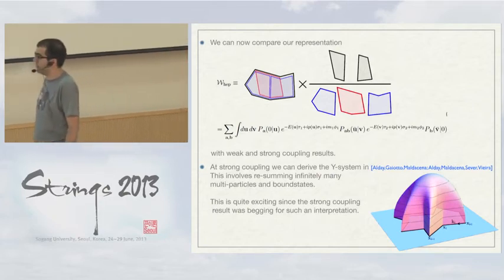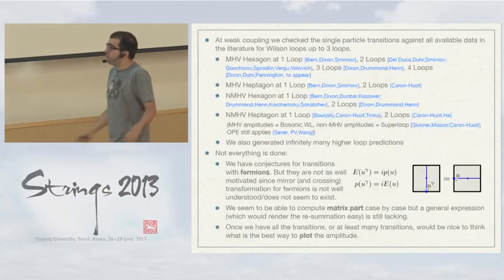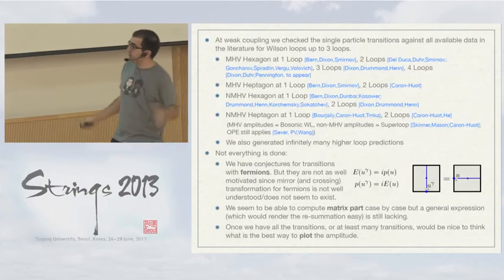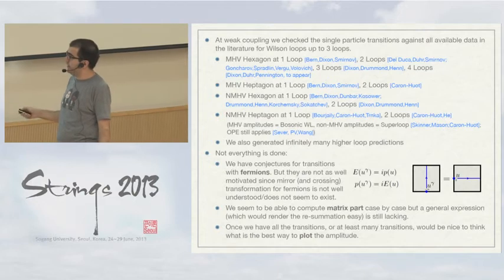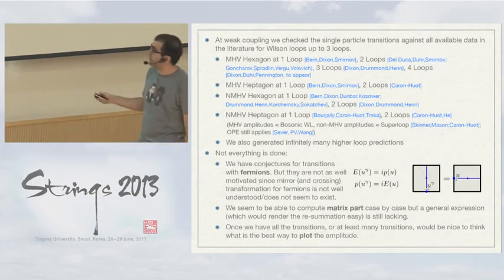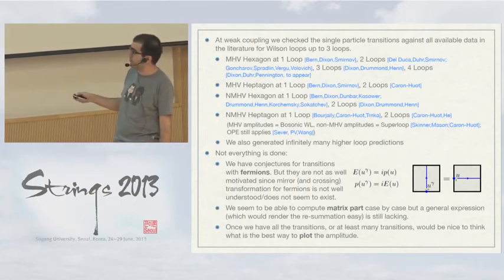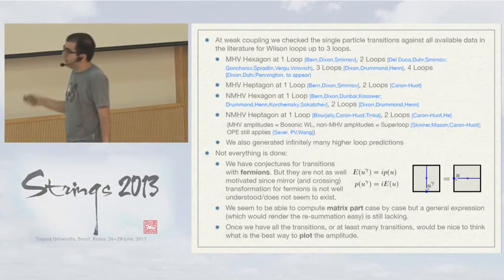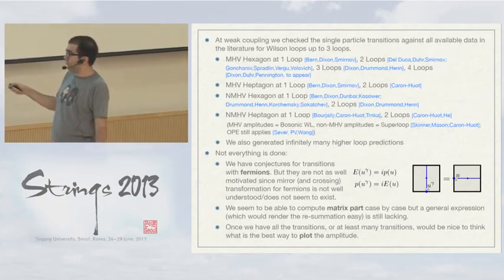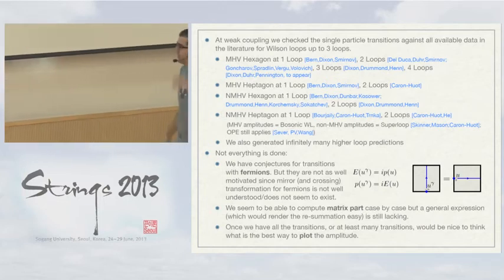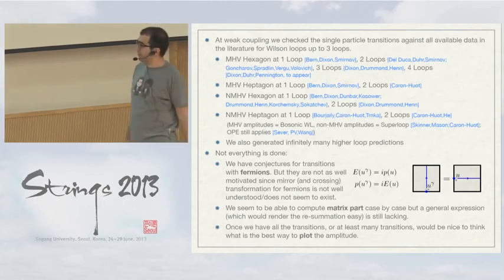And then we can go to weak coupling, and to make the story short, I can just state that we checked against all available data in the literature, and not only does it work, but at very high loop order, like some 4 loop results still unpublished, not only does it hold, but it helps fix all unknown constants in some integral representations. So it also works nicely at weak coupling.